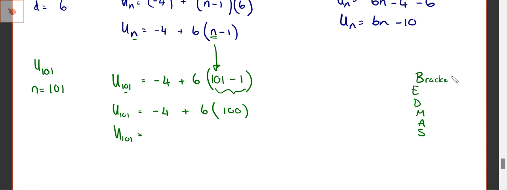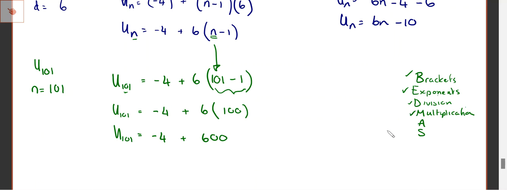So that was brackets. Next it's exponents. Have we got any exponents to deal with? No. Then it's division. Have we got any division? No. Next is multiplication. Have we got any multiplication to be done? Exactly, 6 lots of 100. So what is 6 times 100? That would be 600 now. So we've done our multiplication.